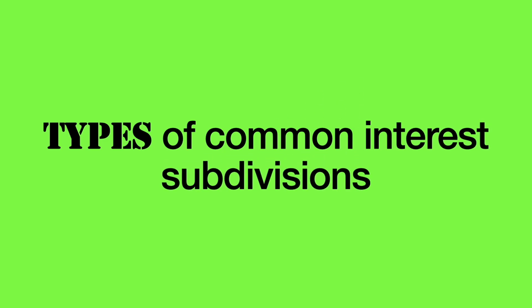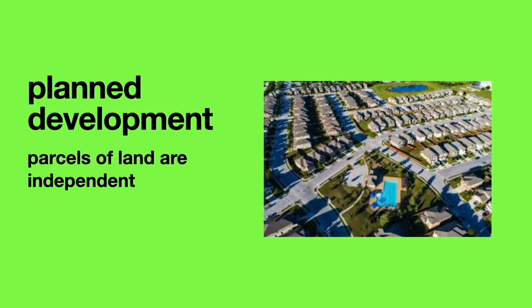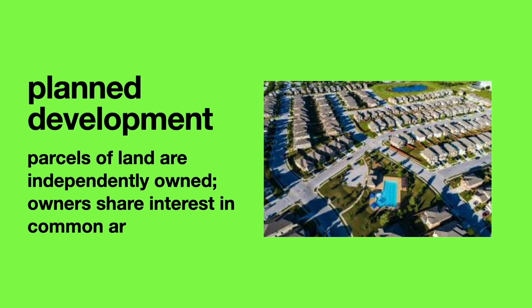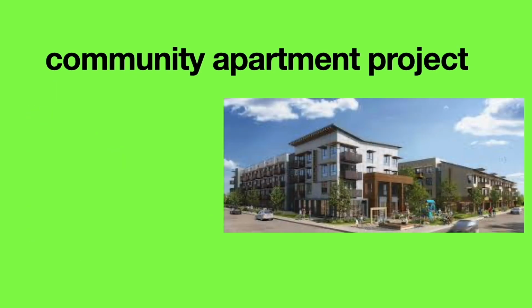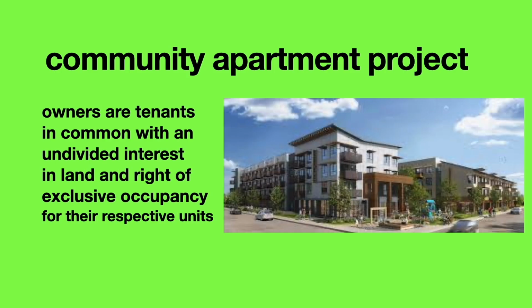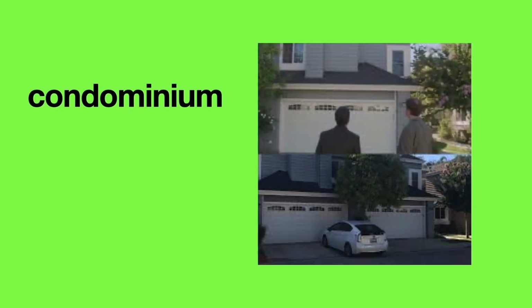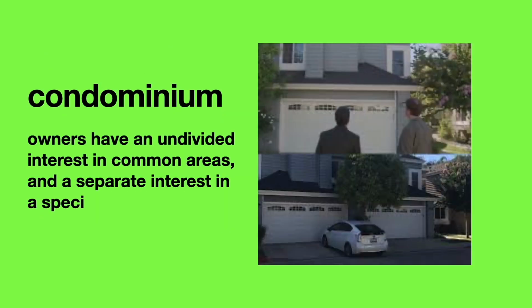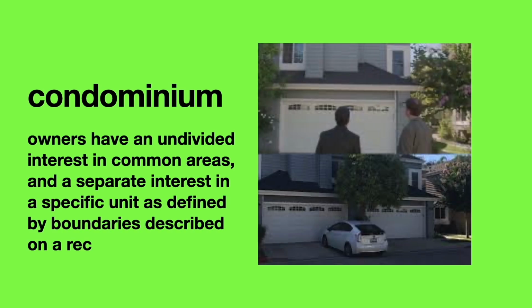The types of common interest subdivisions defined by California's subdivision land law are a planned development. Parcels of land are independently owned, and owners share interest in common areas, usually through an HOA. Community apartment project. Owners are tenants in common with an undivided interest in the land and a right of exclusive occupancy for their respective units. Condominium. Owners have an undivided interest in the common areas and a separate interest in a specific unit as defined by boundaries described on a recorded plan.